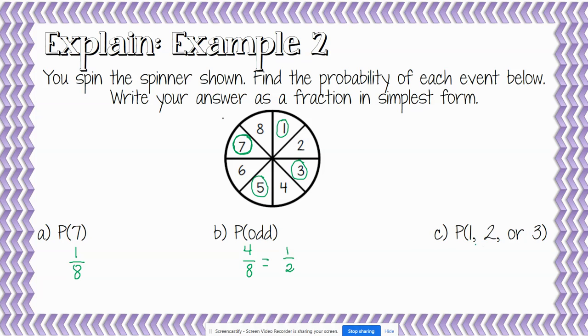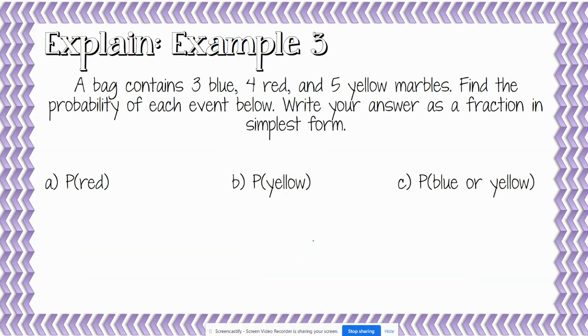Part C says the probability of 1, 2, or 3. Well, when I look on my spinner, I have 3 sections that are 1, 2, or 3 out of 8 total sections. And since that fraction cannot be simplified, that will be my answer.